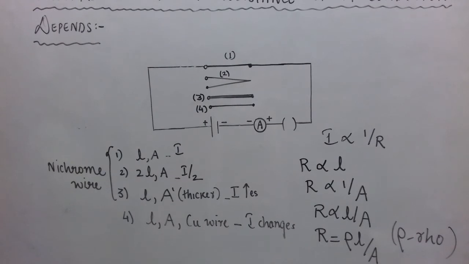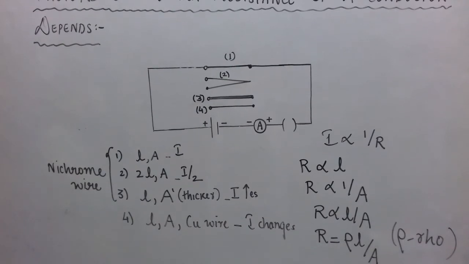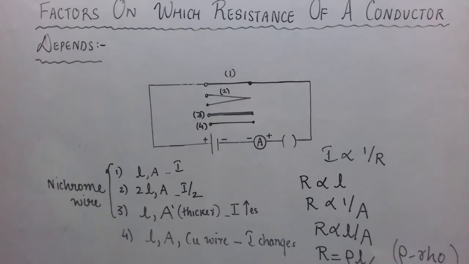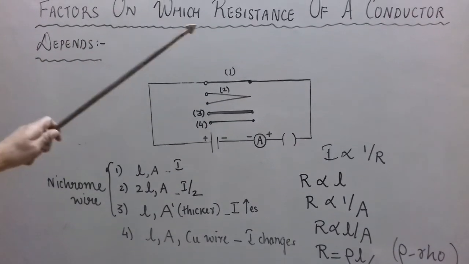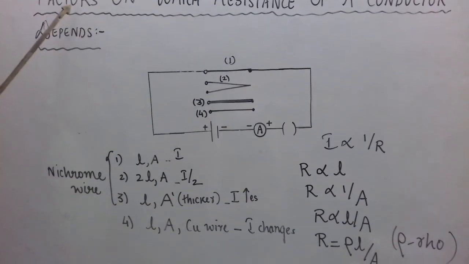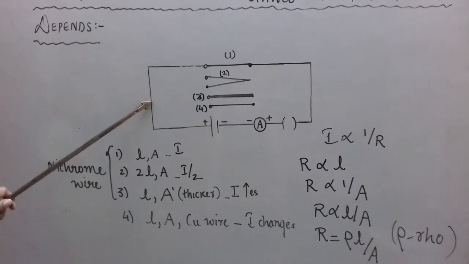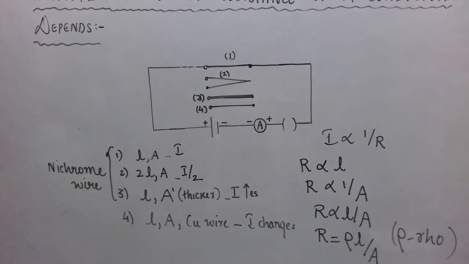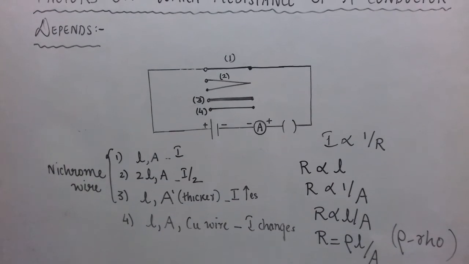Hope the activities that we have discussed today, which prove that different components have different resistance and show the factors on which resistance of a conductor depends, are clear to you. To find these factors we have discussed the activity. We'll continue with resistivity in the next video.